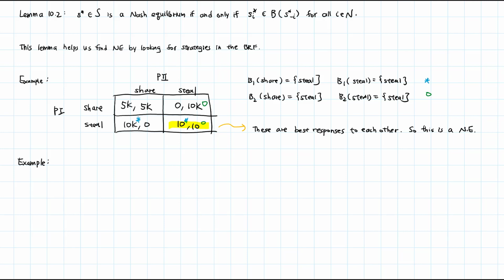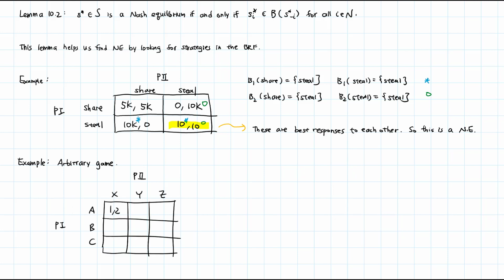Let's consider an arbitrary game with the following payoff table. Strategies A, B, C for player 1, and strategies X, Y, Z for player 2. Now take a few moments to calculate these best response functions for player 1 and player 2, and then figure out what are the Nash equilibria in this case.